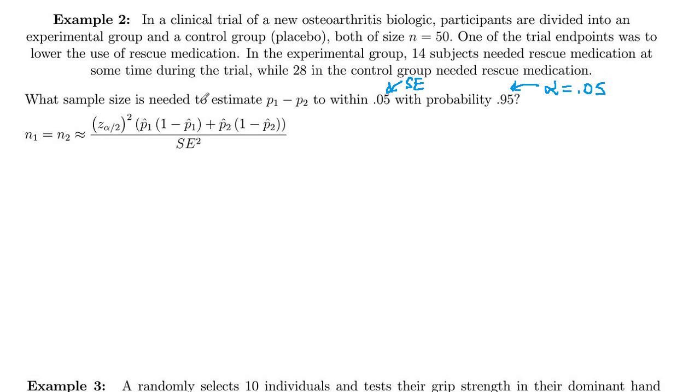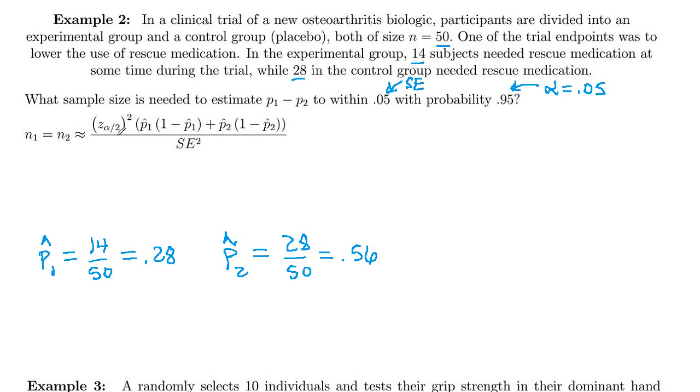So this is the sample size formula for difference of proportions, because they told us difference of proportions. So we need p1 hat and p2 hat. Let's compute those. So p1 hat is the number of successes, quote unquote successes, 14 subjects out of 50 that needed rescue medication, which is 0.28. And then p2 hat was the same for the placebo group, 28 out of 50. And if you divide that, you get 0.56.